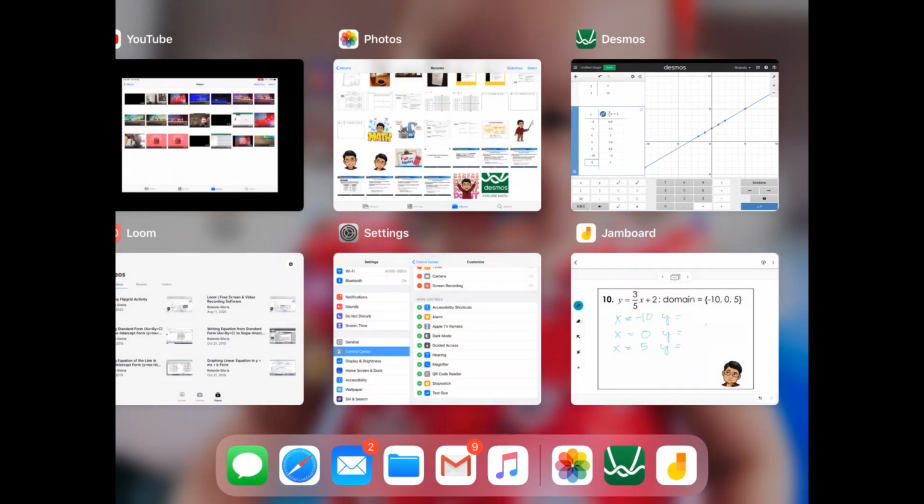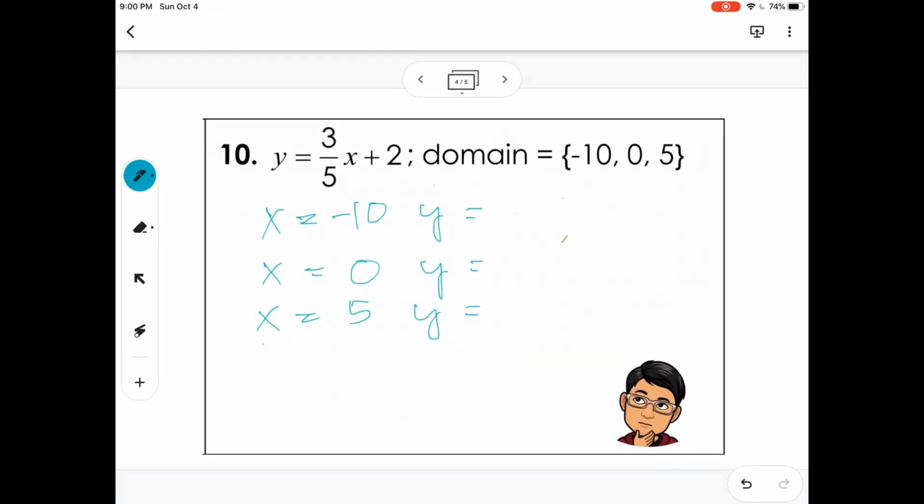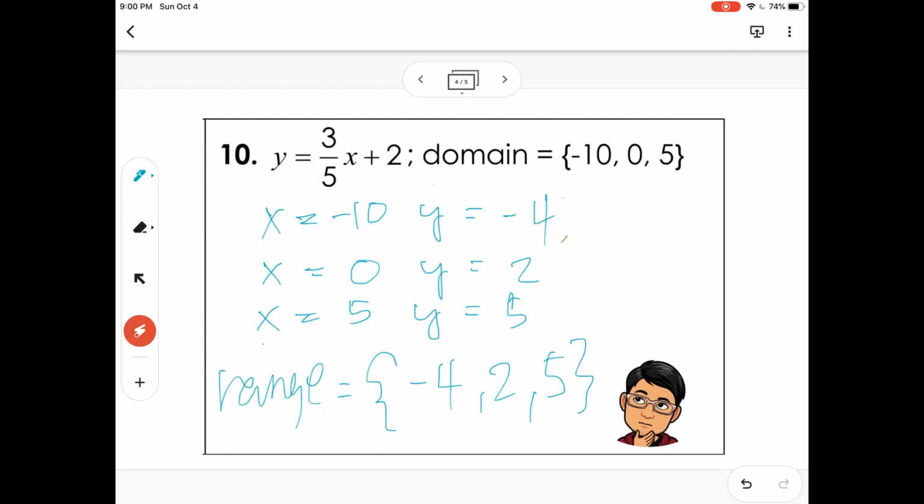Let's go back to our Jamboard and enter our answer. When x is -10, y is -4. When x is 0, y is positive 2. And when x is 5, y is 5. So that gives us a range of -4, positive 2, positive 5. This is based on the domain values of -10, 0, and 5 from the function y equals 3/5x plus 2. There you have it.